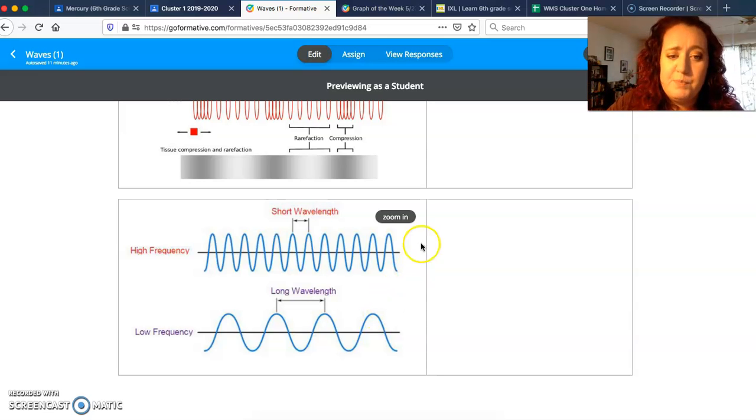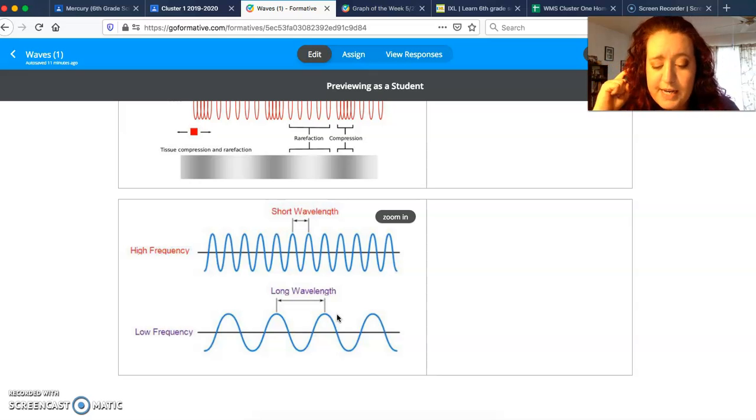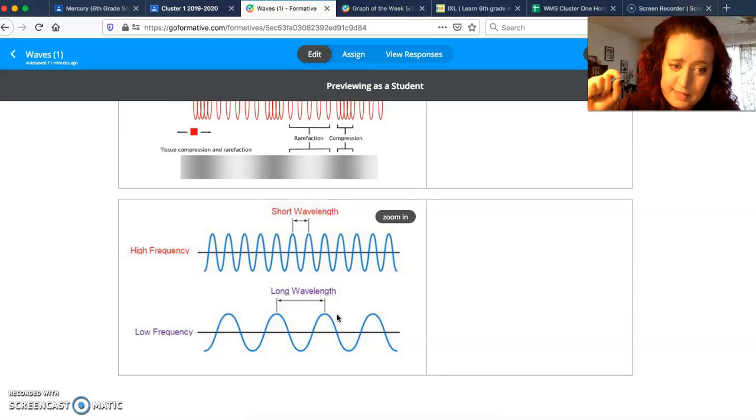And it corresponds with their wavelength. If you have a short wavelength, you're going to be able to fit a lot more waves in a specific area, whereas a long wavelength won't fit as many. This also correlates to sound. If you look at sound waves, a high frequency wavelength, we hear it as a higher pitched noise. A low frequency wavelength, we hear as a lower pitched noise.